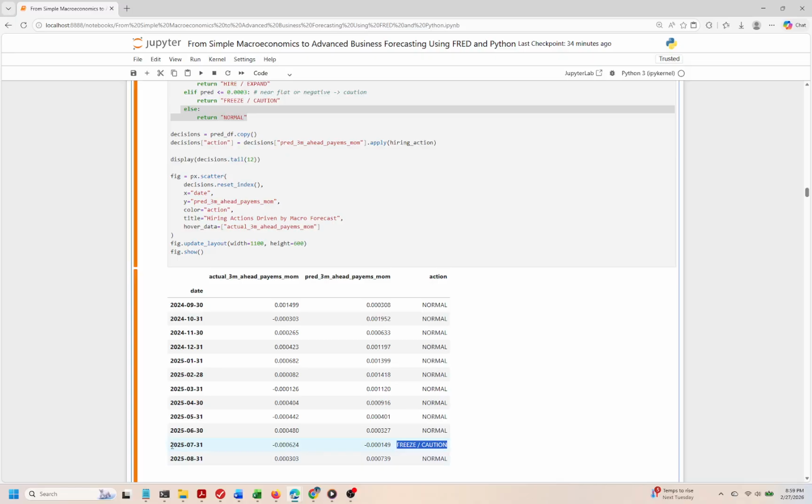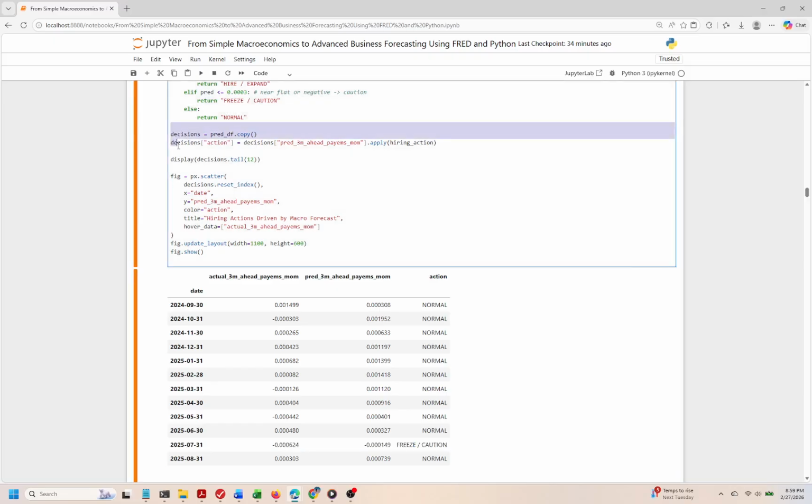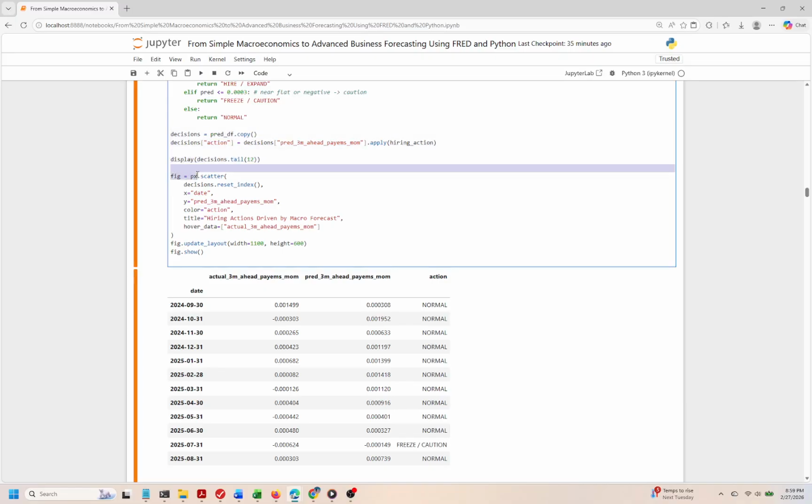In the next steps, we're creating a data frame called Decisions that replicates the data from PredDF, a previous output containing our predictions. Here we apply the hiring action function to our predicted payroll values, generating a new column dedicated to the proposed actions. This will provide us with clarity on how our hiring strategy should adapt based on our macroeconomic forecast. To visualize these hiring actions over time, we generate a scatter plot that maps the prediction values across different dates, color-coded according to the suggested actions.